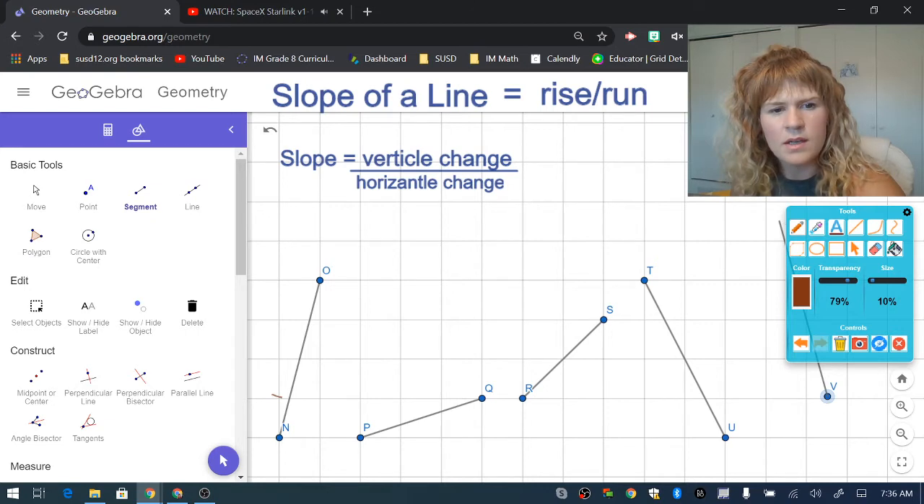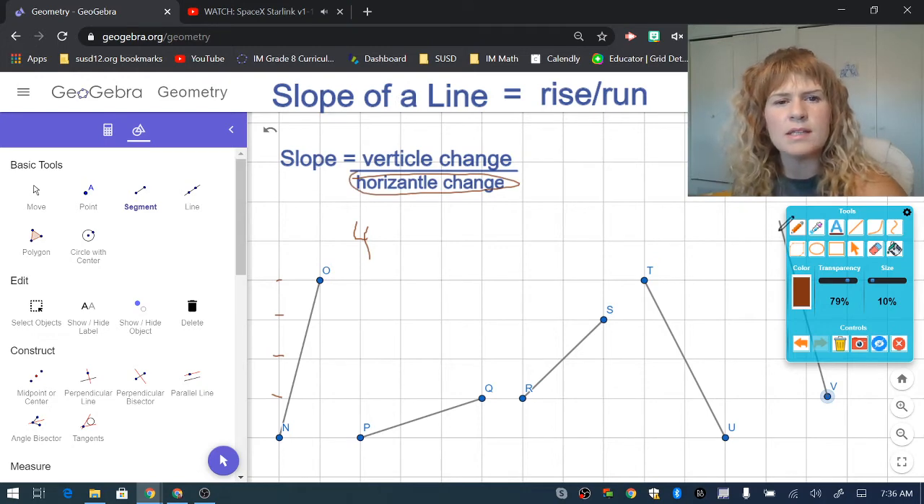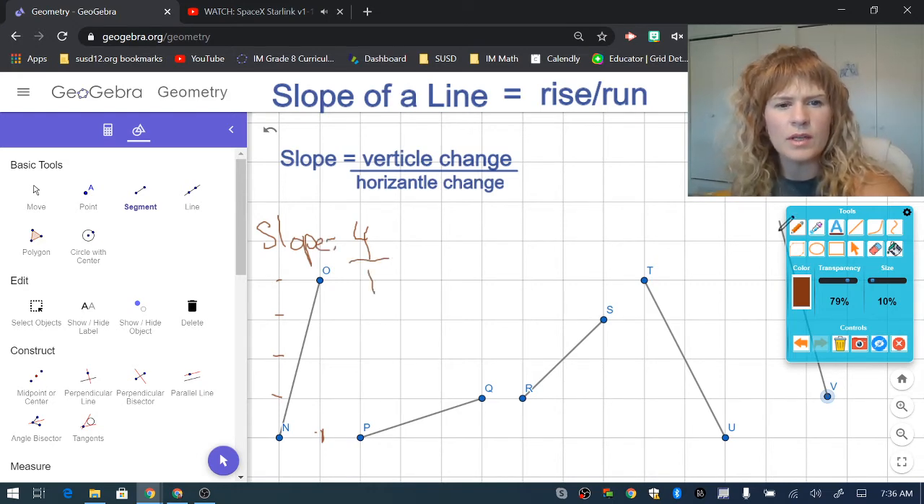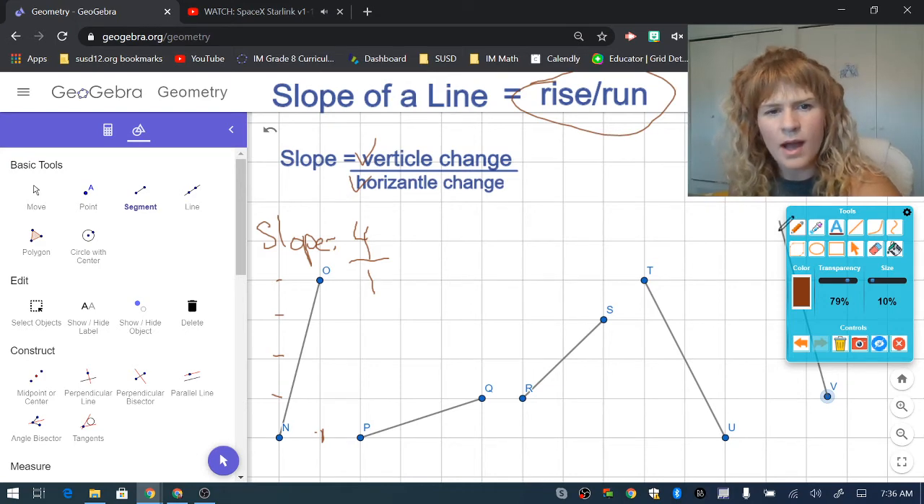Let's count that. 1, 2, 3, 4 units up. So the rise is 4 units up, and then the run is how many units of horizontal change in the positive x direction. So that is 1 unit over. The slope of the line equals 4 units up divided by 1 unit over. This is a ratio of the vertical change to horizontal change, but I like to remember it easily as rise over run. Rise over run.